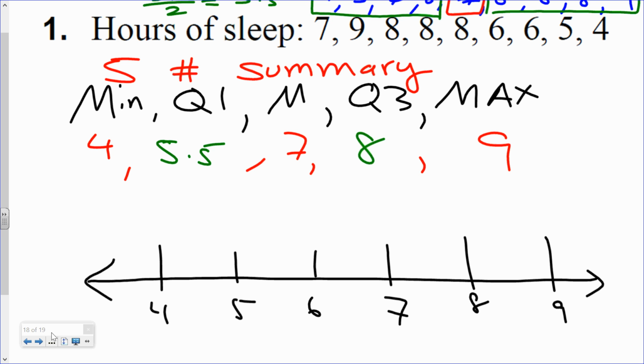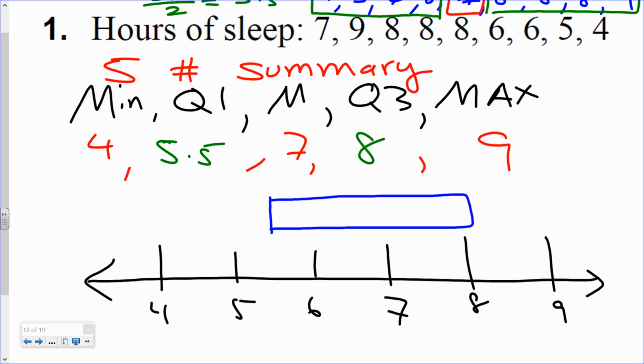5.5. So again, here's 5.5. So here's my box starts there and goes all the way to the third quartile, which is 8. There's my box. Do that with me. Good job. Thank you, Novato. So from 5.5 to 8 is my box.